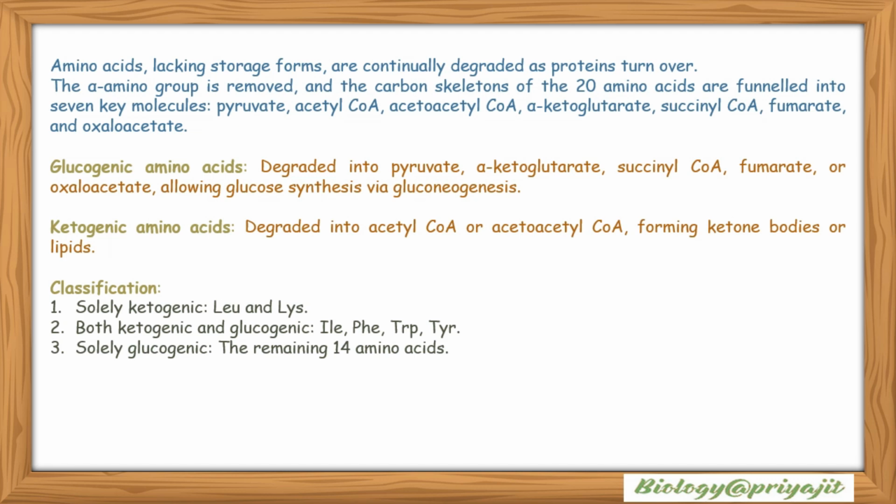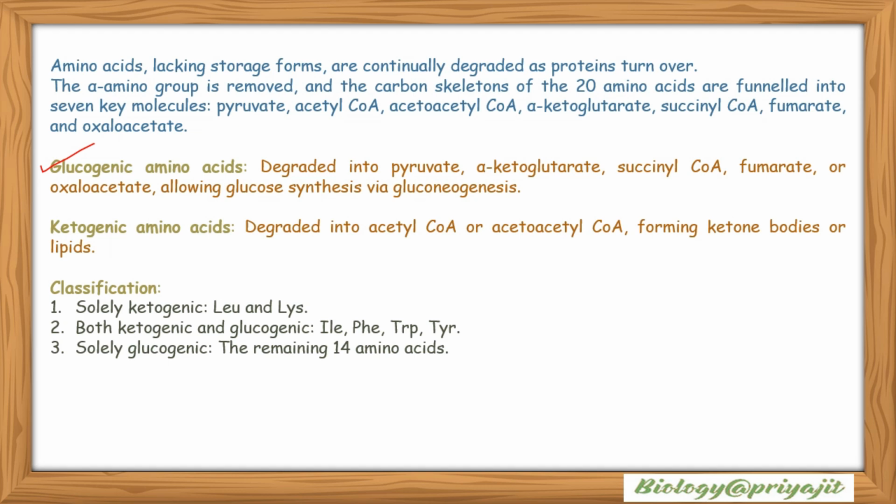So what we have found is that amino acids lacking storage forms are continually degraded as proteins turn over. The alpha amino group is removed and the carbon skeletons of the 20 amino acids are funneled into 7 key molecules: pyruvate, acetyl-CoA, acetoacetyl-CoA, alpha-ketoglutarate, succinyl-CoA, fumarate and oxaloacetate. A glucogenic amino acid is degraded into pyruvate, alpha ketoglutarate, succinyl-CoA, fumarate or oxaloacetate, allowing glucose synthesis via gluconeogenesis. Ketogenic amino acids are degraded into acetyl-CoA or acetoacetyl-CoA, forming ketone bodies or lipids.